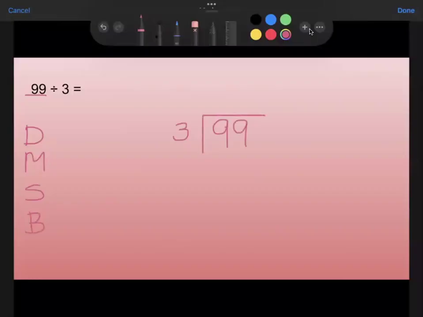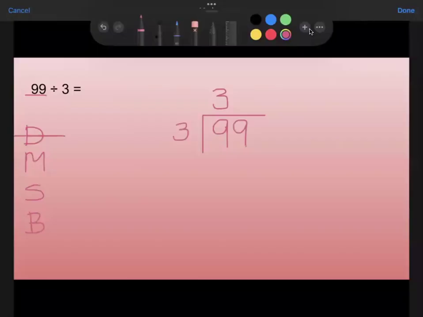Our first step is to divide, so we want to figure out how many times 3 fits into 9. If you already know this off the top of your head, great. If you don't, you could count by threes: 3, 6, 9, and you would get 3 3s. So I'm going to put that 3 up there at the top, and that is the division step so far.